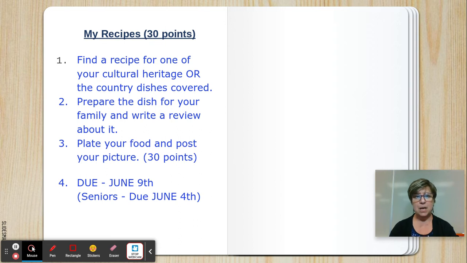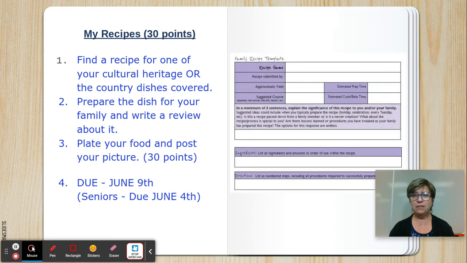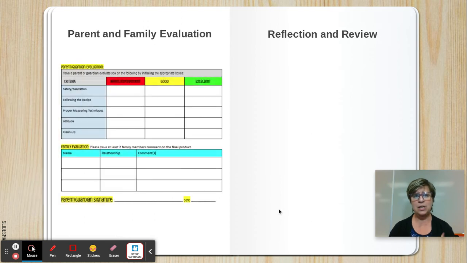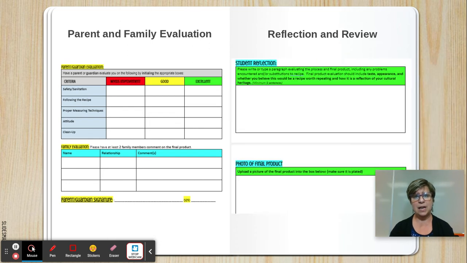Okay. So what does that look like? Well, this is the family recipe template that you'll be using. You're going to give a recipe name, the recipe submitted by. So, was it from your grandmother? Was it from you? Was it from a website that you found it from? Minimum of 3 sentences explaining the significance of this recipe to you and your family, and the ingredients, and then the directions for it. Okay. The parent-family evaluation is the same that we did for your salmon, and the reflection review, again, the same thing that we did for the salmon.